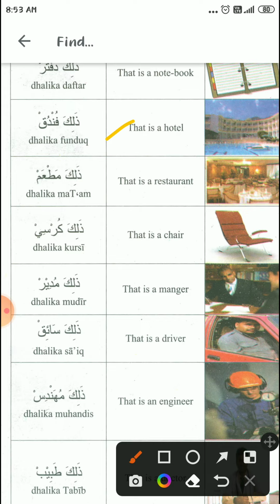Dhalika funduk, that is a hotel. Dhalika mat'am, that is a restaurant. Dhalika kursi, that is a chair. Dhalika mudir, that is a manager. Mudir is said for a principal as well as for a manager.